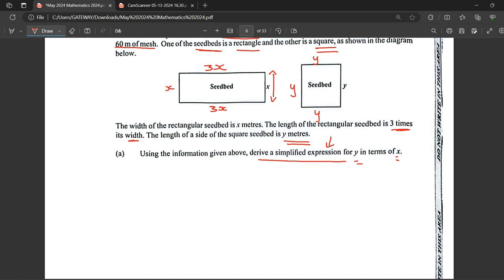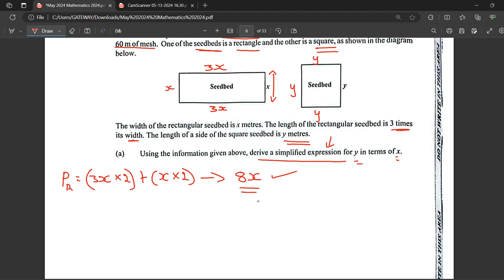I could see that the perimeter around the square and the rectangle should be equal to 60, right? So what I could say here is the perimeter of the rectangle, P subscript R, would simply be 3x multiplied by 2, because you have 2 3x, plus x multiplied by 2, because you have 2 widths, and that will be equal to 6x plus 2x, which is 8x. So that's the perimeter of the rectangle.